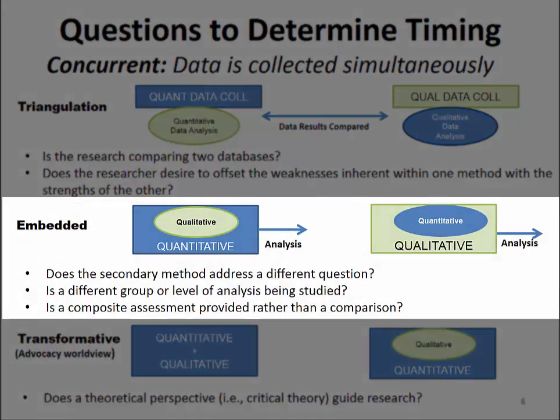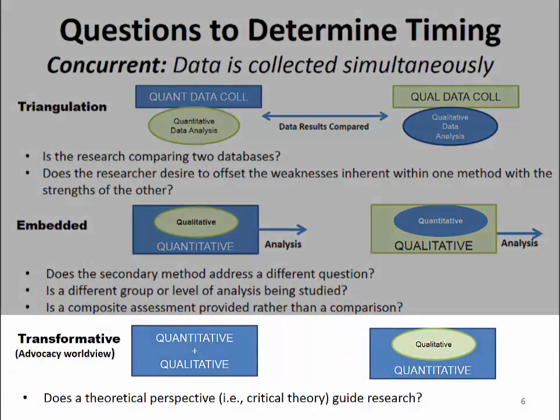With the embedded approach, the primary method guides the project while the secondary method provides support. This approach is typically used when different groups or levels are being studied. The two methods are unequally weighted. While the researcher gains perspective from different types of data or levels within the study, the approach results in unequal evidence and disadvantages in interpreting results.